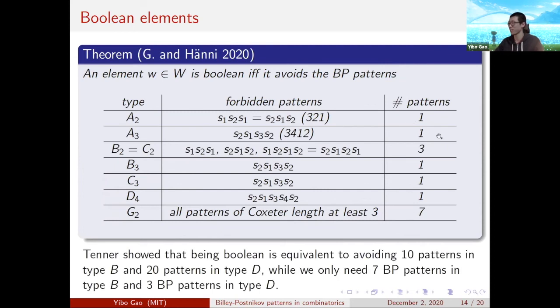This is not such a long list as you might think, because previously Tanner showed that being Boolean is equivalent to avoiding 10 patterns in type B and 20 patterns in type D with some other sense of pattern avoidance. But here, type D has subsystems only of type D and type A, so you only have 1 pattern in type D and 2 patterns in type A. So it really saves you a lot of effort using Billey-Postnikov patterns.